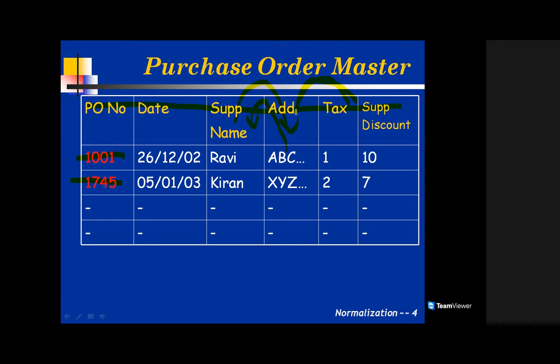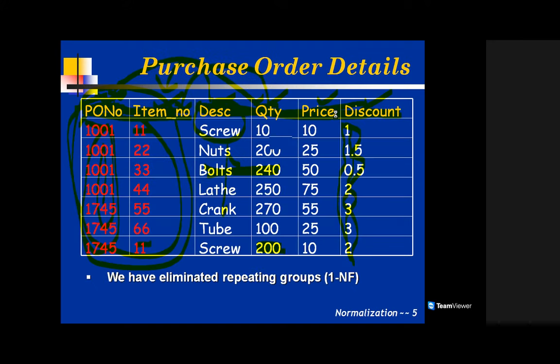Why? Because from 1 to 1 lakh, 10% discount, 1 lakh to 2 lakh, 5% discount. This is not because of normalization. This is because of the requirement. So forget about this one. So you will get supplier name, address and tax into another table. So that is this.